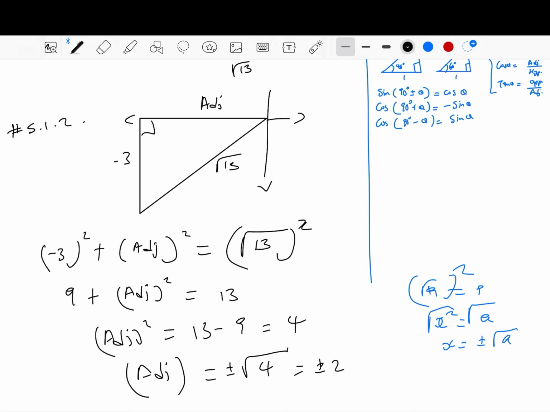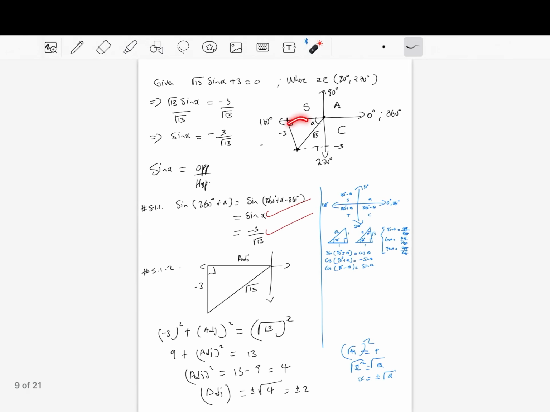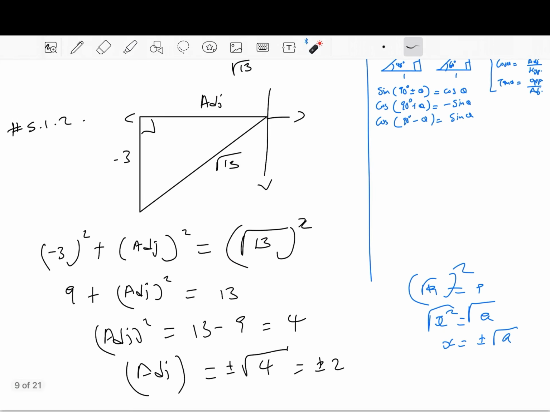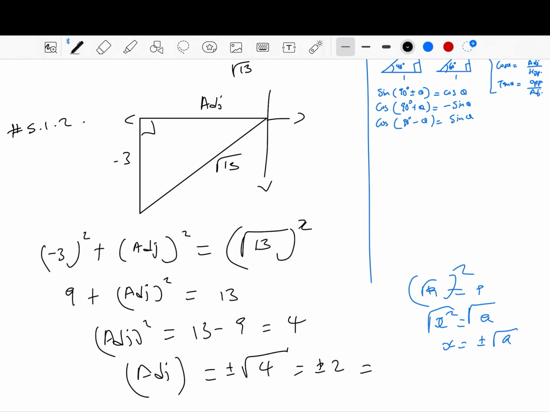And then our adjacent side, we know that we've been talking about this since the beginning, that we're looking at the third quadrant, and on the third quadrant x is negative, so that's why we're saying our adjacent side is going to be negative. So instead of positive 2, our adjacent side is equal to negative 2, and that has marks, so you get a mark for identifying that.